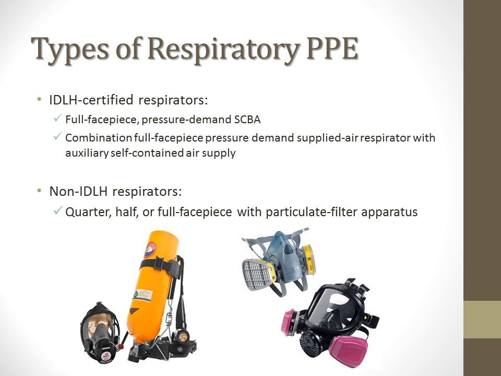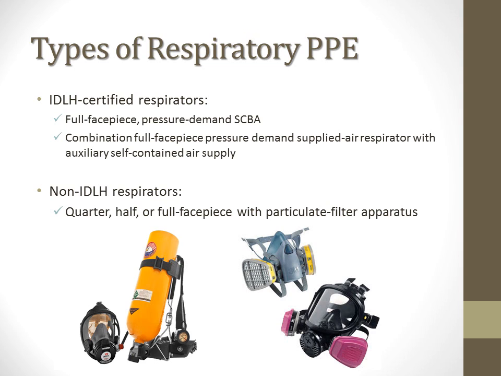Among the two primary types of respirators are many different models which are designed for use in very specific atmospheres. When talking about IDLH certified respirators, one model is the full face piece, pressure demand SCBA, which is an air tank that is worn on the user's back and supplies a minimum of 30 minutes of breathable air into a positive pressure mask, which is worn on the face.